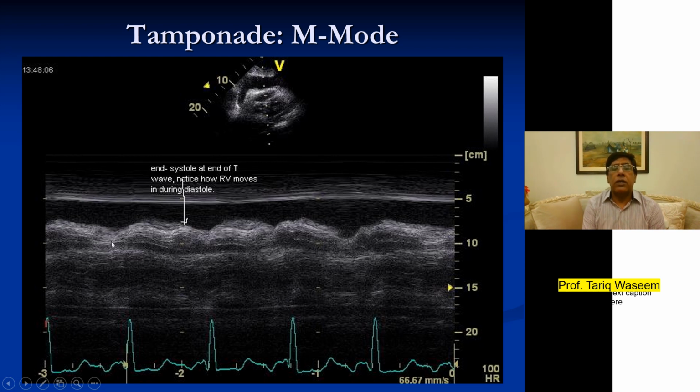So if you notice with this ECG, this is the systole, and this is the T wave, following the T wave this is the diastole. During diastole, you notice this right ventricle wall collapsing in rather than coming out.